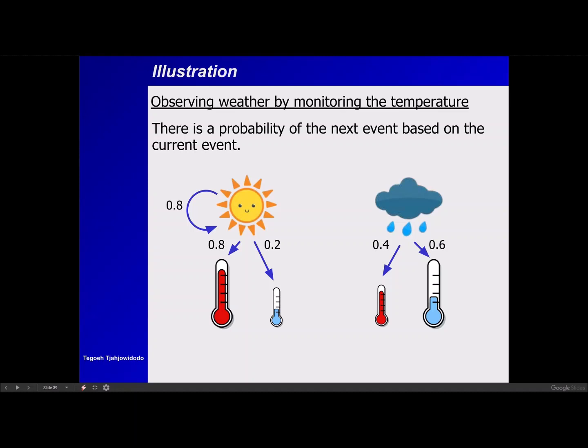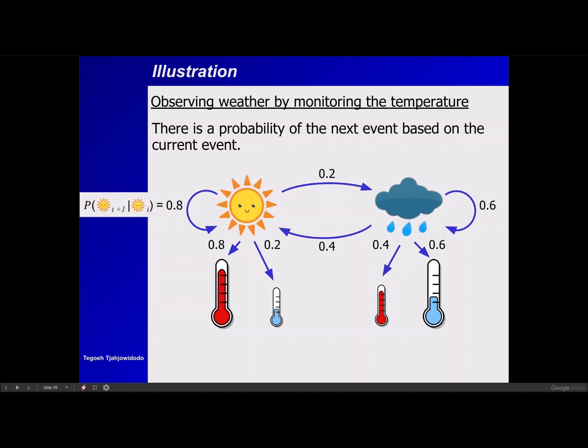Okay, so as a counterpart, of course, there will be the remaining 20% that tomorrow is rainy given today is sunny. As well as if today is rainy, then there is a 60% chance that tomorrow is also rainy, and the counterpart, there will be a 40% probability that tomorrow will be sunny if today is rainy.